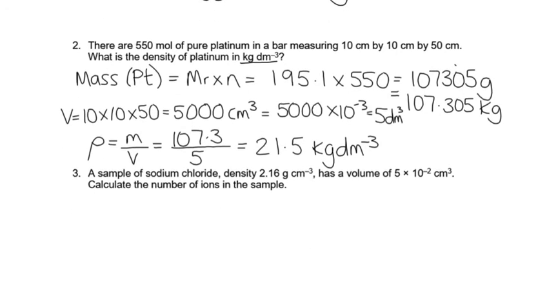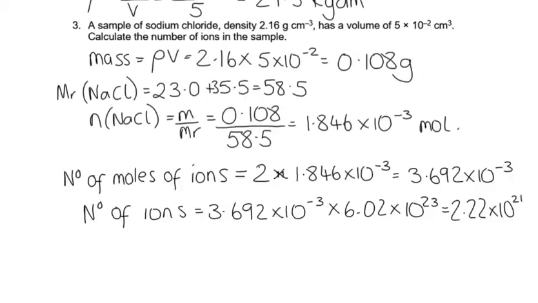So pause the video and have a go at this last one yourself, see if you can work your way through it. Okay, so it's quite a complicated question, this. The first thing I'm going to do is get some marks. I've got a density and a volume. I'm going to work out a mass. Now that I've got the mass, I'm going to use the Mr to get the moles. So I'm scoring 2 marks even if I can't complete the question.